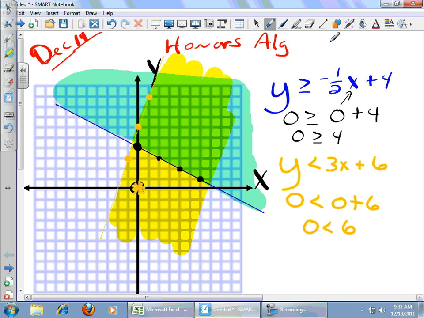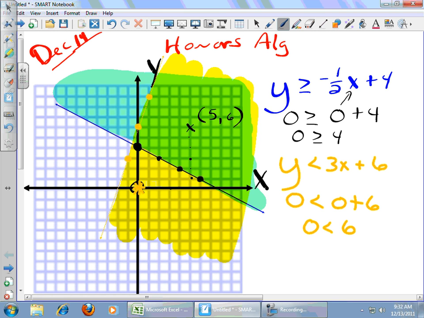That region is my solution. What does that mean? That means every single point in that region satisfies both inequalities, would make both inequalities give true statements. If I picked a point, say right here, what are the coordinates of that point? 1, 2, 3, 4, 5. 1, 2, 3, 4, 5, 6. That's the point 5, 6.